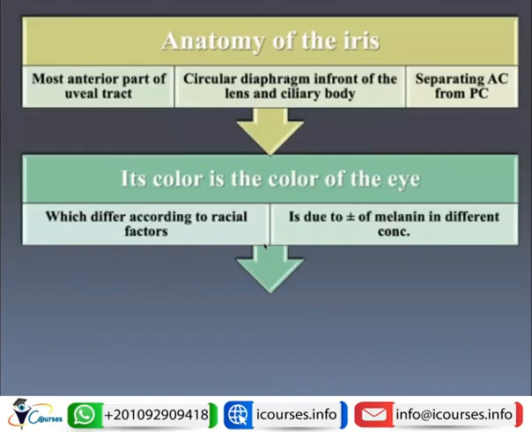So increasing the concentration of melanin will lead to a darker color of the iris, while decreasing the melanin will cause a whiter or lighter color of the iris.